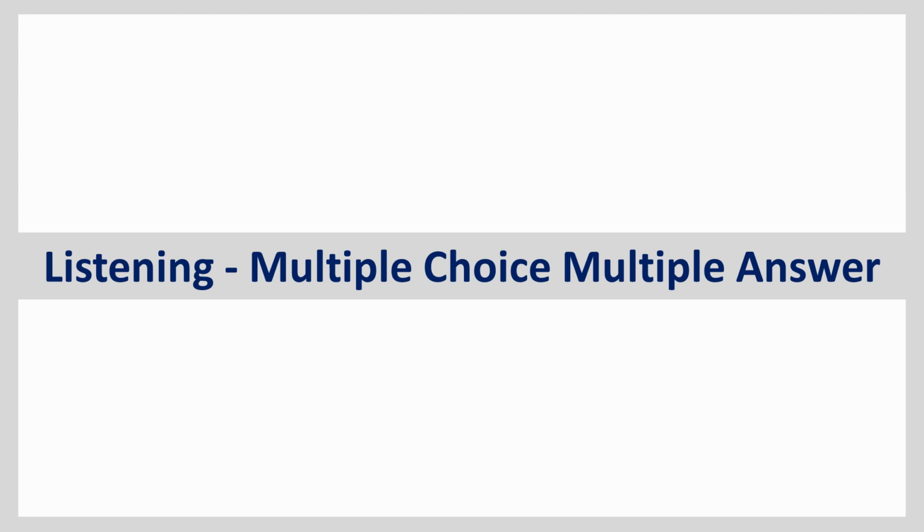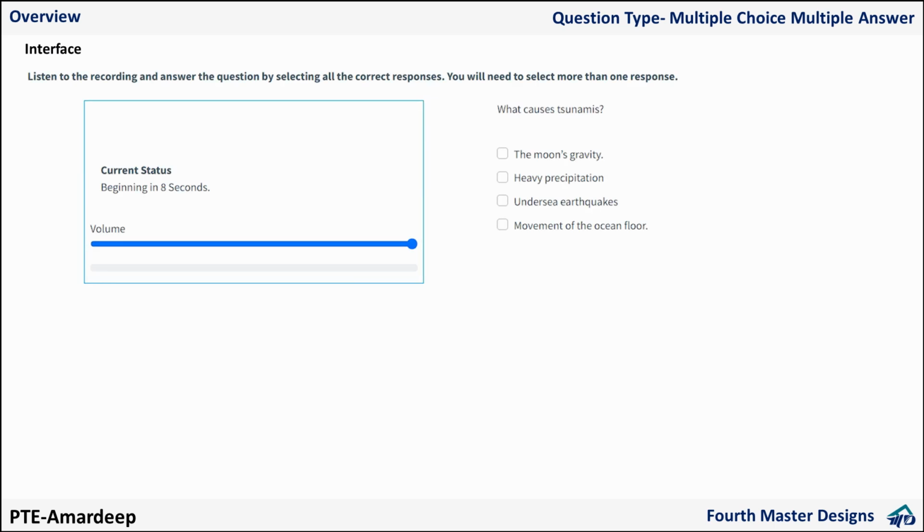In this lesson, we are going to learn about multiple choice, multiple answer question type. So first of all, about interface part. You will listen to audio and then based on that audio, you have to answer the question. And here 2 options, 3 options could be correct and even 4 also. It depends. The number of questions, most of the time 1, very rarely 2. Then number of correct options, more than 1. It can be 2, it can be 3.